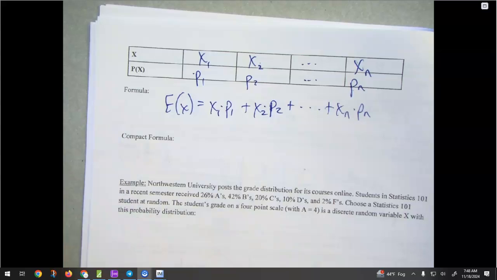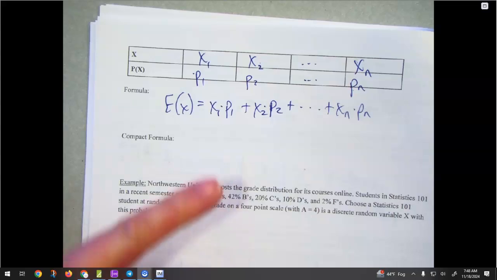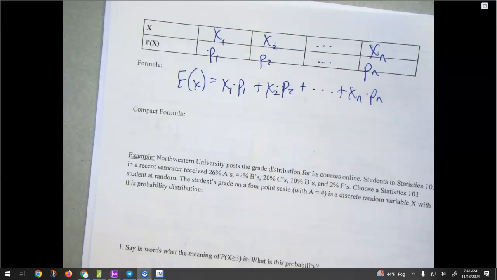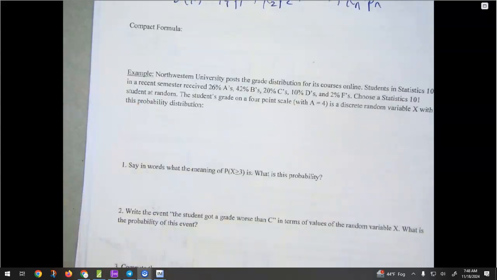Not a lot of people think about that formula that way. It's a compact formula, I'm not even going to worry about it. It's got summations in it. Yeah. Let's go through this example.